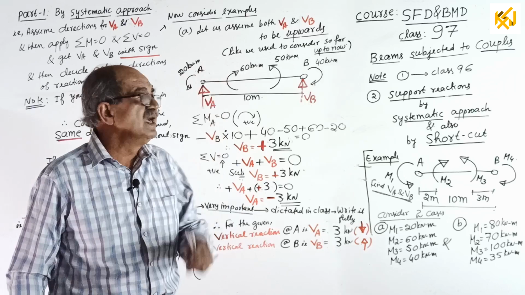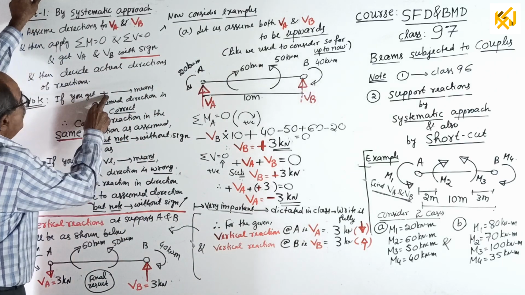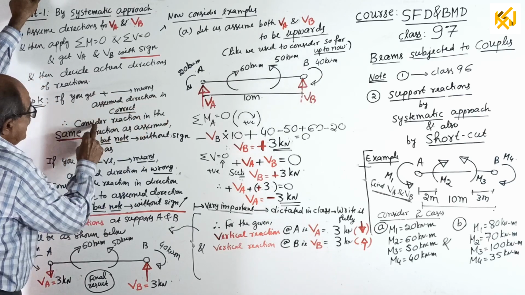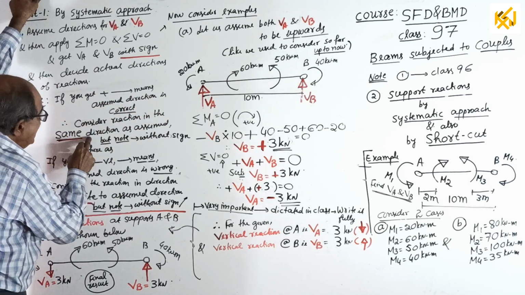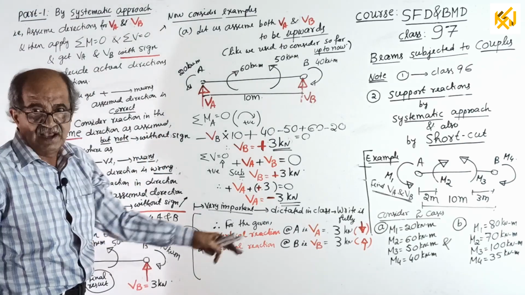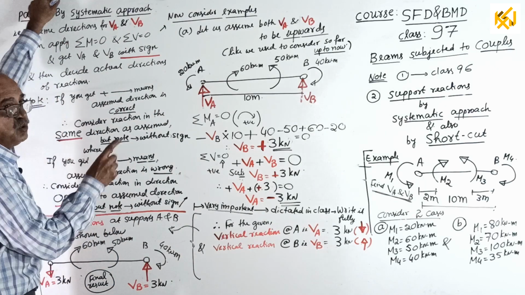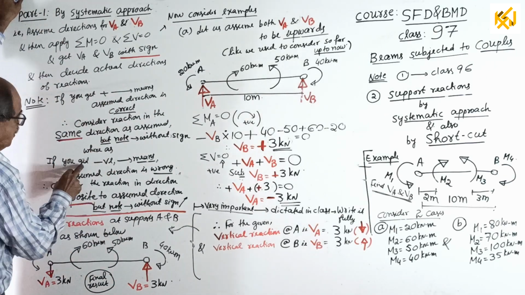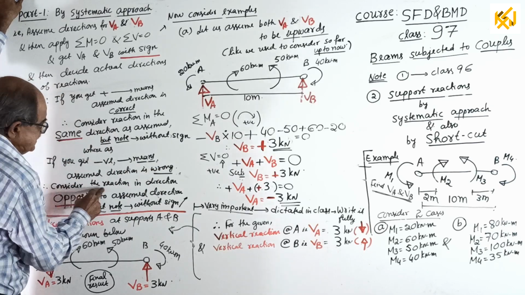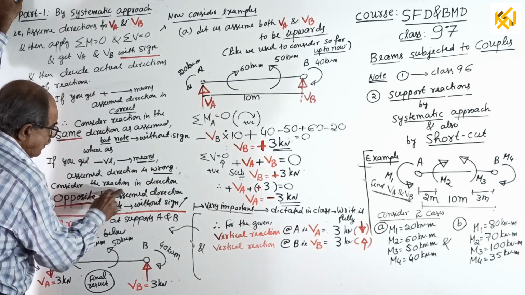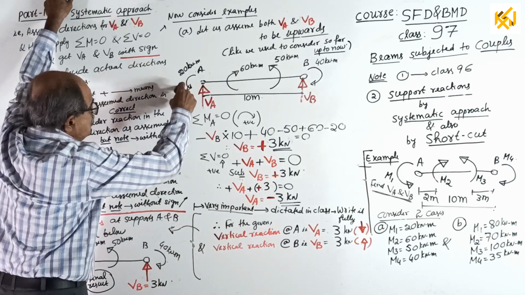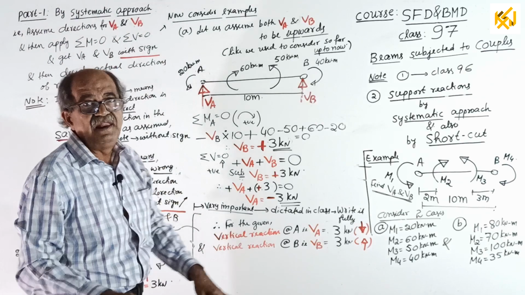This also I told earlier. If you get positive, it means assumed direction is correct. Consider the reaction in the same direction as assumed, but note without sign. I will explain it later. Whereas, if you get a negative, it means assumed direction is wrong. Consider the reaction in direction opposite to assumed direction, but note without sign. For this one, I'll give more clarification a little later.